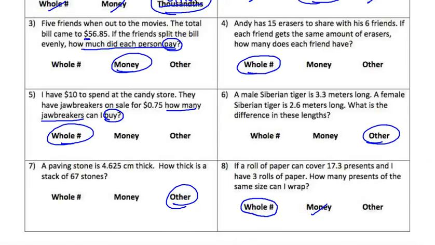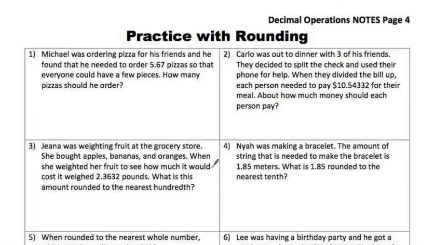Okay, so let's look at the next page, which is page 4. So let's practice with some of these rounding skills. So Michael was ordering pizza for his friends, and he found that he needed to order 5.67 pizzas so that everyone can have a few pieces. How many pizzas should he order?